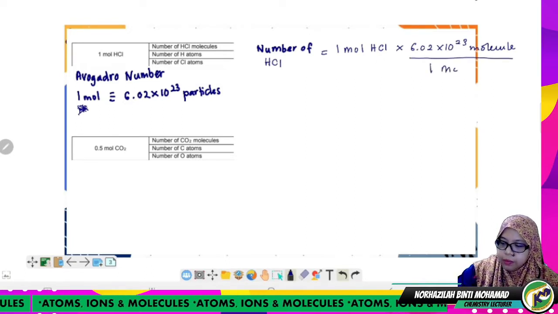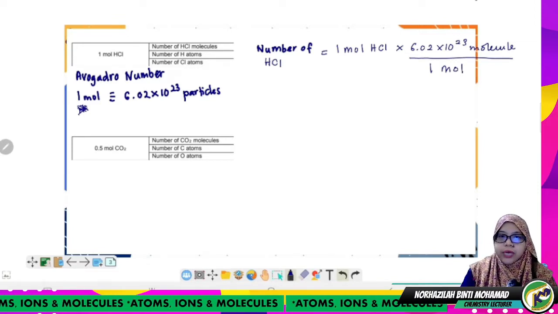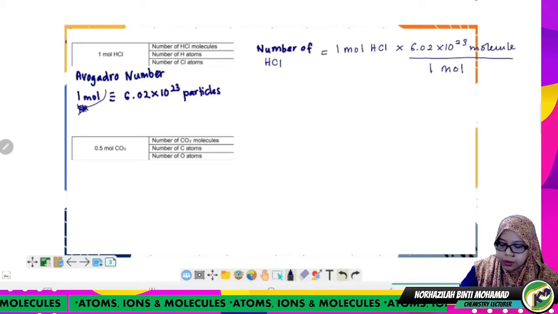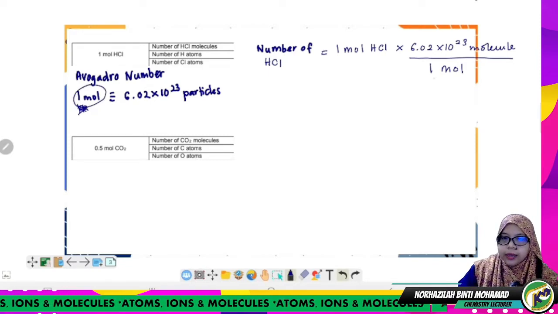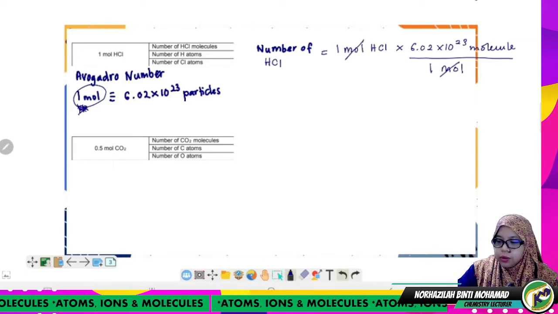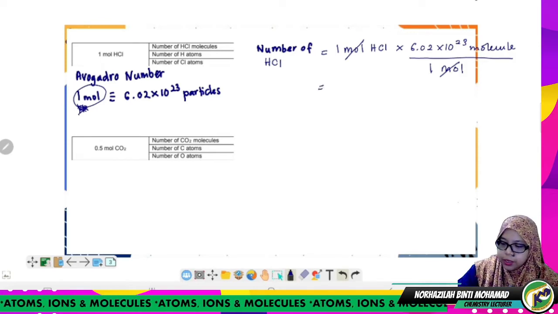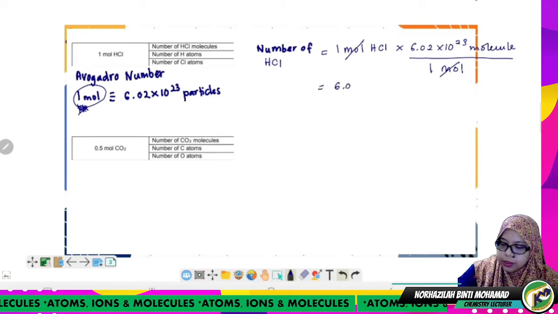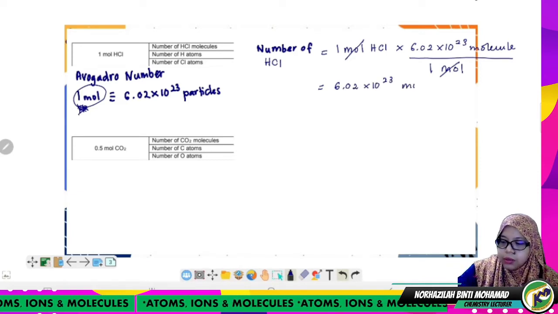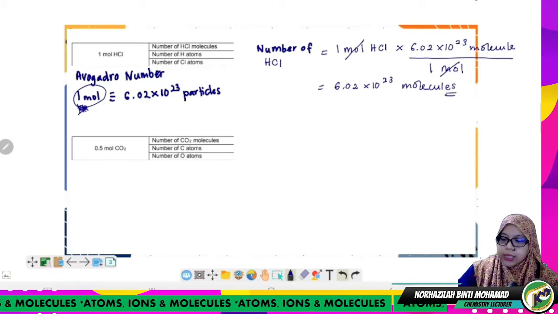1 mole. Because we want to cancel the unit of mole, we put the mole at the bottom. So we can cancel the unit of mole and we get the unit of molecule. So the number of molecules is 6.02 exponent 23 molecules. That is your answer.